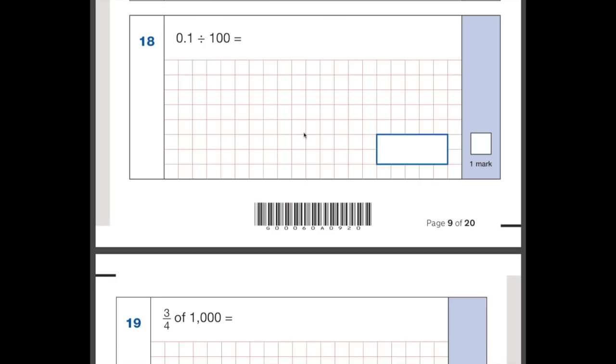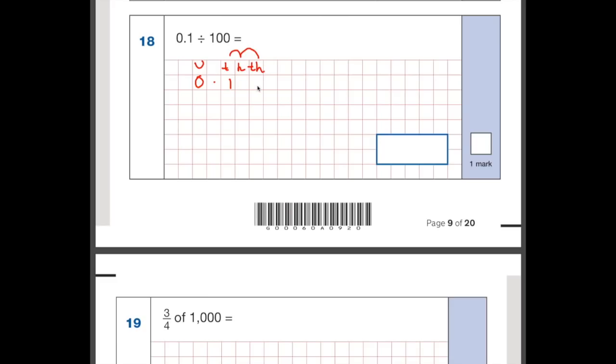Number 18, 0.1 divided by 100. This is relying on your knowledge of place value. If you divide by 100, you expect the number to jump 2 spaces to the right. So at the moment we have 0.1. This is our tenths, this is our units. If we divide by 100, it's going to jump 2 spaces. So these are now hundredths, and these are thousandths.